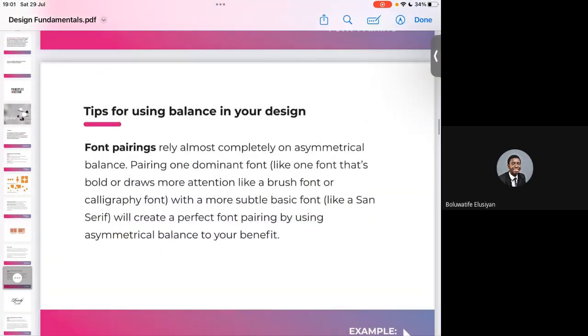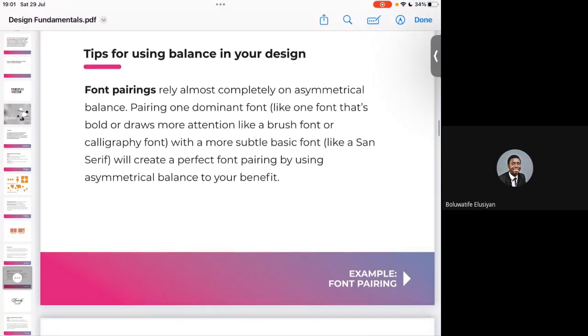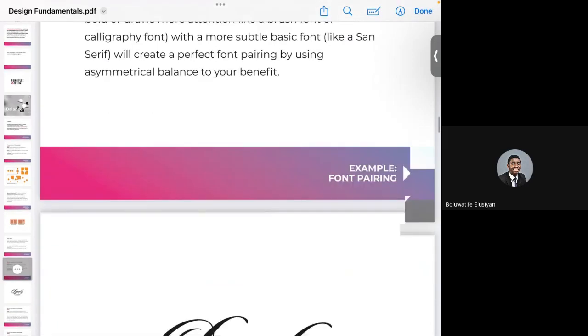Okay, tips for using balance in your design. I think this is important. Font pairings rely almost completely on asymmetrical balance. Pairing one dominant font, one that's bold or draws more attention, like a brush font or calligraphy font, with a more subtle basic font, like a sans serif, will create a perfect font pairing by using asymmetrical balance to your benefit. So now let's look at the example.